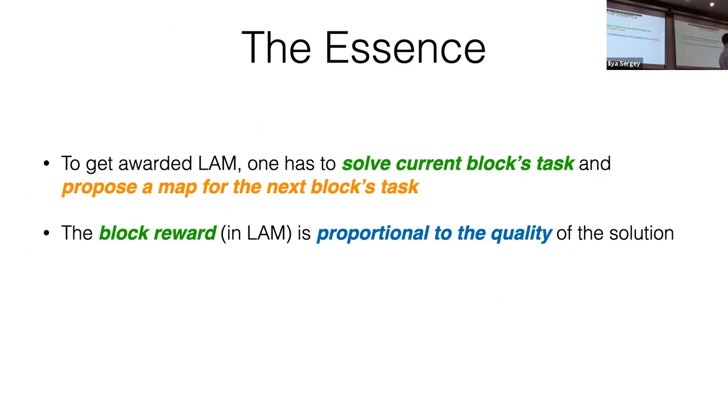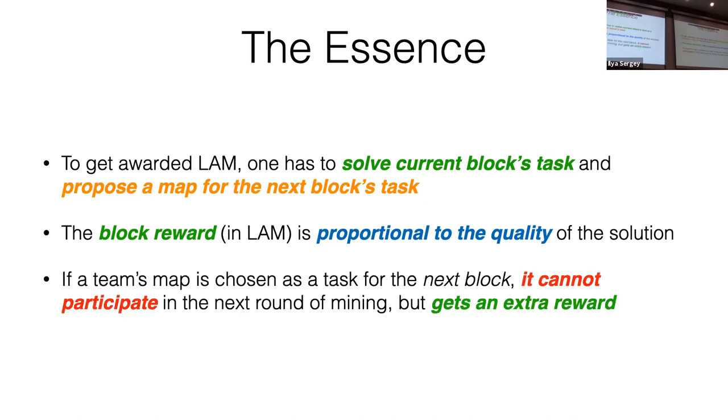Most importantly, now we can allocate some currency as rewards for the quality of the solution. The essence of it: to get awarded Lambda coins, one has to solve the current block's task and propose the task for the next block. The block reward is proportional to the quality of the solution. So we pick the first 10 or first 15 by quality, and proportionally to the quality of the solutions, we distribute the reward. Obviously we excluded the team who proposed the current block from the competition at this particular round. Otherwise that would be unfair, people would heavily optimize for this thing.